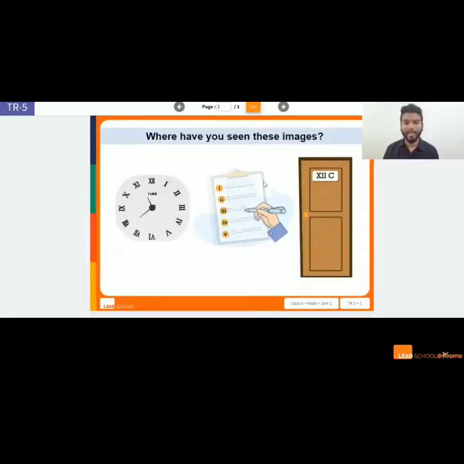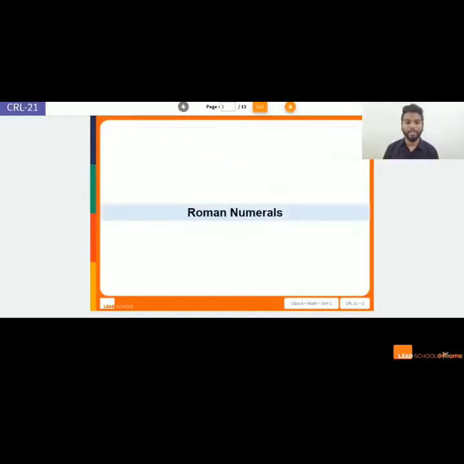The modern way we write 1, 2, 3, 4, these are all called Hindu-Arabic numeral systems. So today in our maths class, we are going to learn the rules of how to use Roman numeral systems.